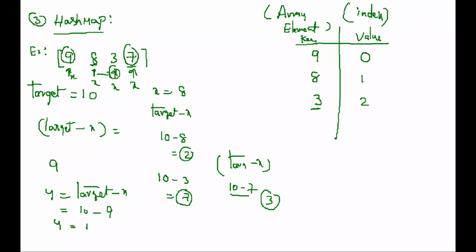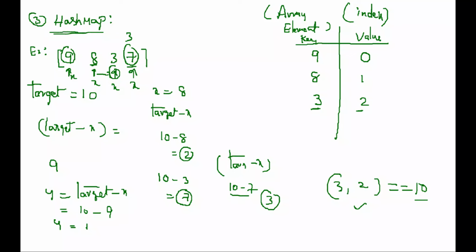That means what is the index of 7 here? The index of 7 is 3. What is the index of 3 here? The index of 3 is 2. Now you declare the pair at these indices are giving the result as 10. That means if you sum the elements at those indices 3, 2, it is giving the result as 10. So this is the way of solving the problem with the hash map.